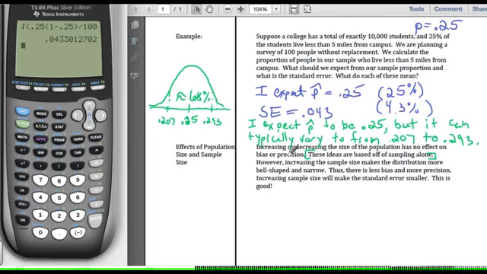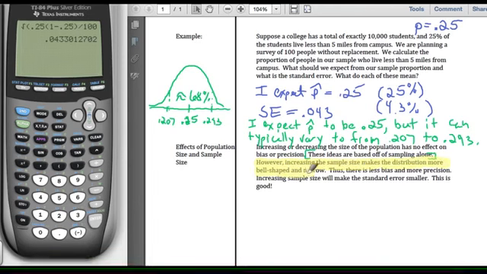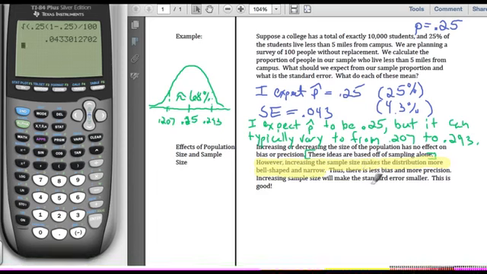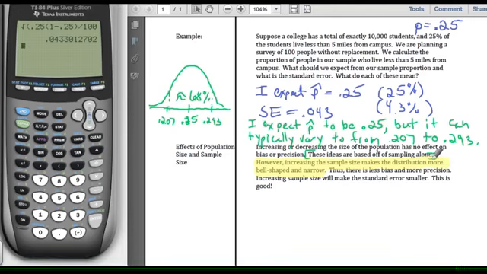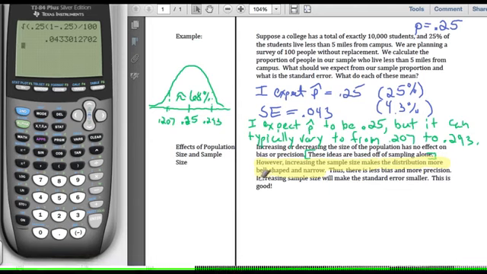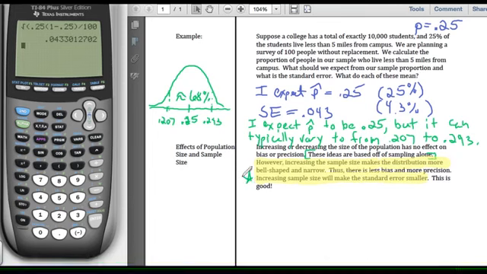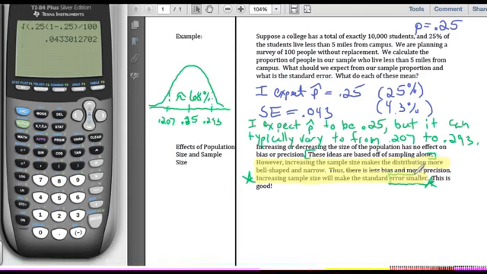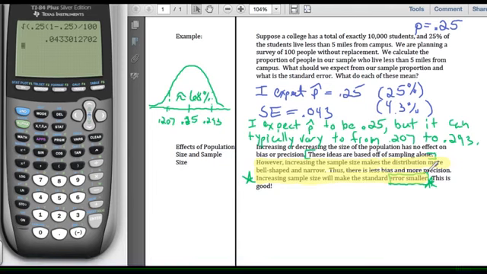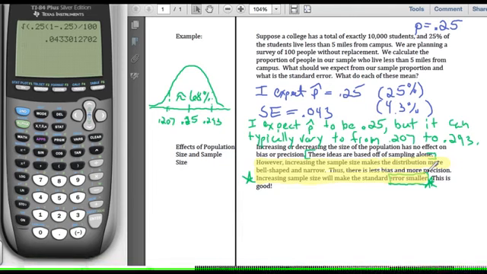However, increasing the sample size makes the distribution more bell-shaped and narrow. When we do that, there's less bias. Our p-hats are closer to our p's, and there's more precision. We're consistently close to p with our p-hats. Increasing the sample size will make the standard error smaller. That's a good thing. You're making your error smaller, so there is less error. That's why it's good. We'll continue on this idea more in the next few videos.